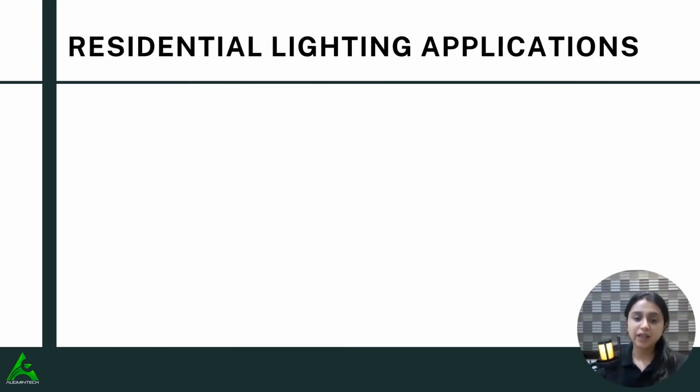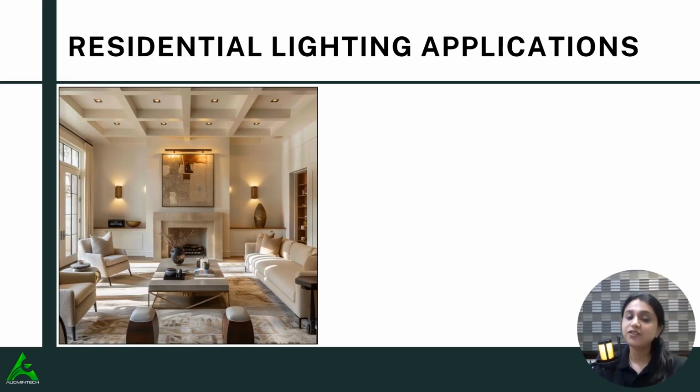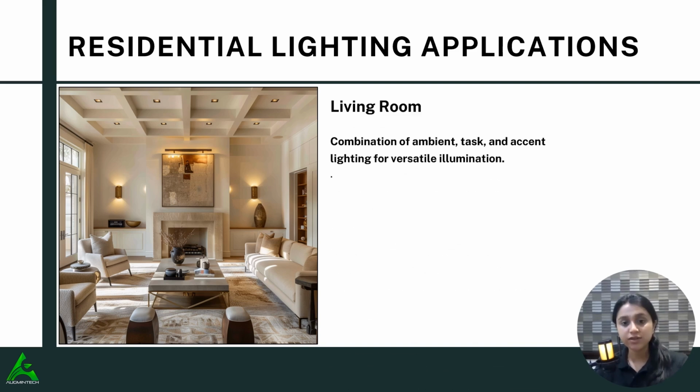Residential lighting applications. Now, how do we use lights in residences? Let's talk about different kinds of spaces so that you understand in detail how this works. The first space I'm going to talk about is your living room. Now here, for any kind of living room, we create a combination of ambient, task, accent, and also decorative lighting for a versatile illumination. Now, here, there is no one light which is specifically important, right?